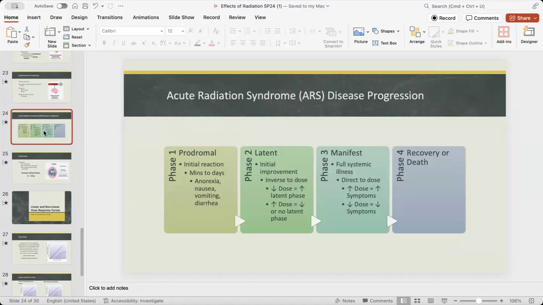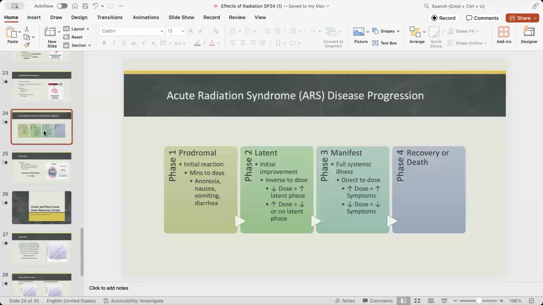So acute radiation syndrome, the disease, does progress. With that first initial exposure, you could start to see symptoms between minutes to days, and they could vary from anorexia, nausea, vomiting, or diarrhea. Then you go into phase 2, which is the latent phase. You may experience some of these early conditions, but they seem to be getting better, and they seem to have calmed down or gone away.